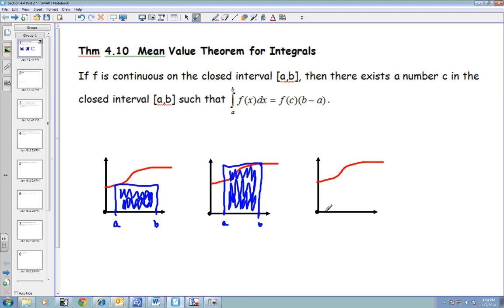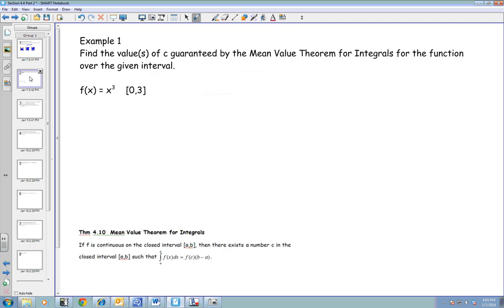So what the mean value theorem for integrals says is I am guaranteed some number c. I'm not sure what it is, but it has to be between a and b, such that I get a rectangle, at point c, that gives me the exact value under that curve. So the mean value theorem for integrals helps you find out what that c value is, and we're going to find it by using this right here. Let me show you what it would look like in your homework.